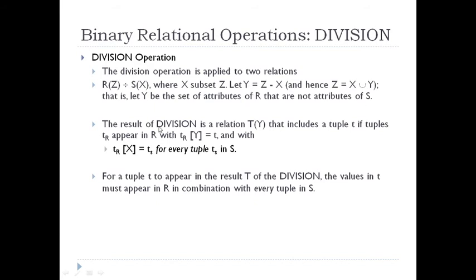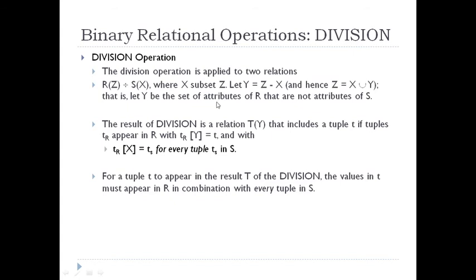Okay, so you take, I said A, B, C, D, E, right? And here I took AB. Now Y is the remaining attributes C, D, E, that is Z minus X. If I take the union of X and Y, then I have to get the attributes of relation R. You have the set of attributes in Z, and the attributes in relation S must be a subset of the attributes of relation R.